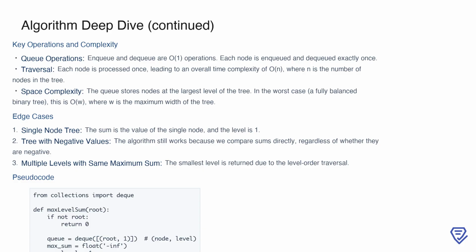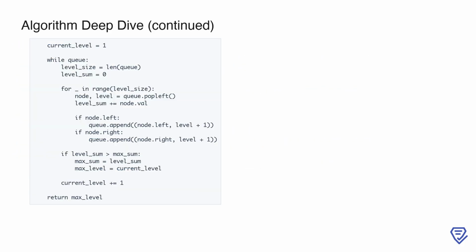The pseudocode provides a step-by-step implementation of these ideas. The pseudocode begins by initializing a queue with the root node and its level. We also set up variables for the maximum sum, the level associated with it, and the current level. The traversal proceeds as long as the queue is not empty.